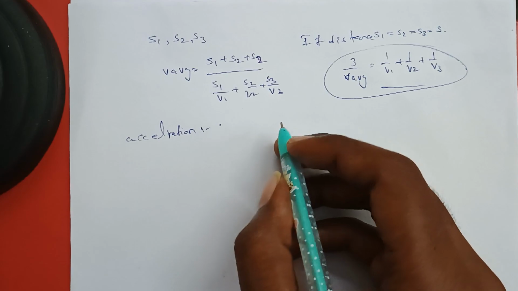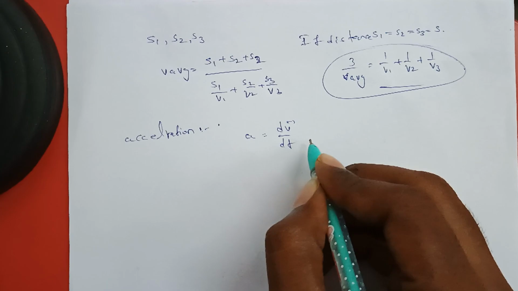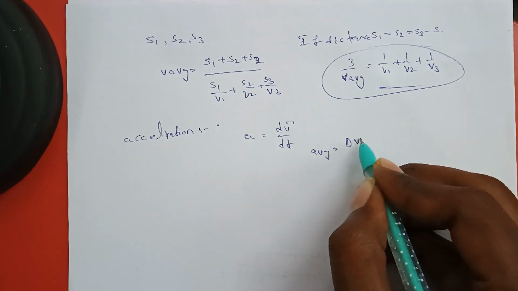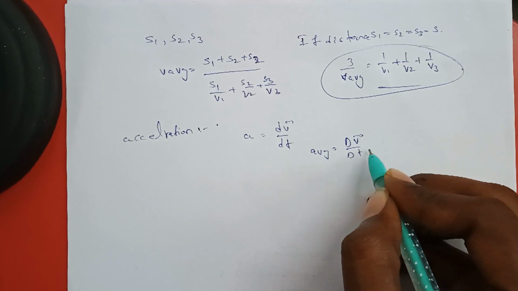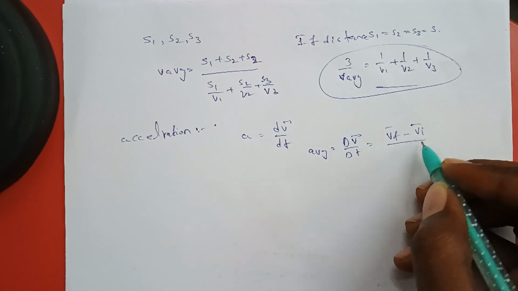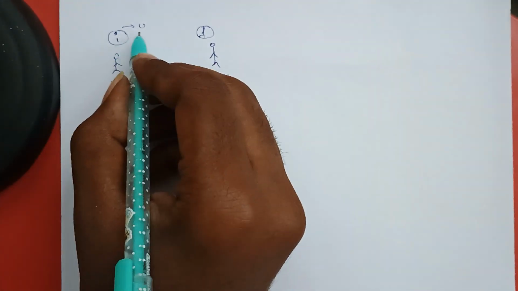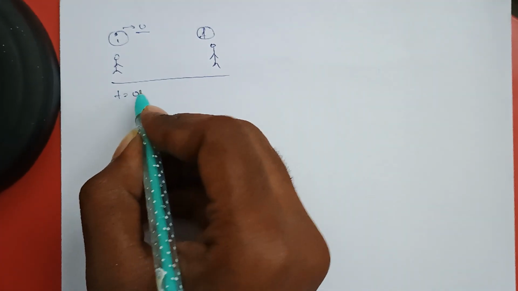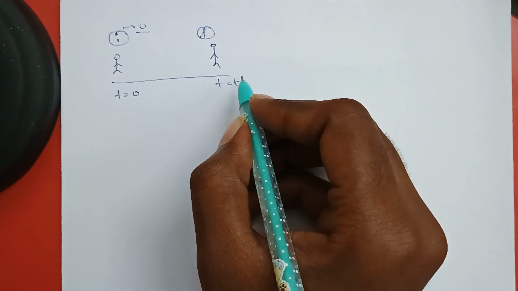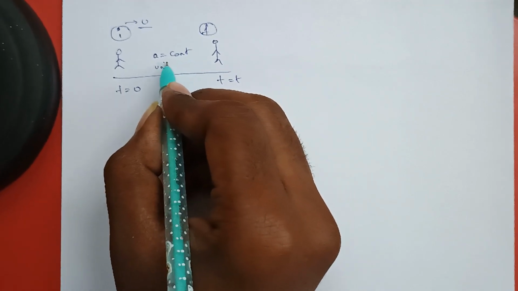Next topic is acceleration. Acceleration is the rate of change of velocity, that is, change in velocity divided by total time: v final minus v initial by total time. The body travels from the initial point to the final point. Initial velocity is u. Initial time is equal to 0 seconds. Final time is equal to t. Uniform acceleration means the acceleration is constant.